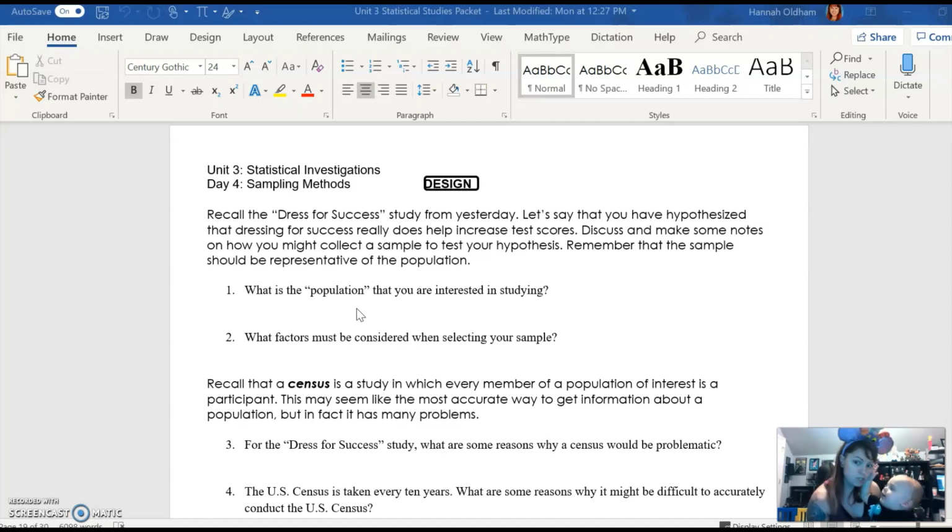So when we were doing the Dress for Success, from last time you guys were working on this, about does dressing up on test days help? The difference between the population and the sample, and sometimes we get confused about this, is that the population is everybody that you would want to know, and then your sample is a small part of it.